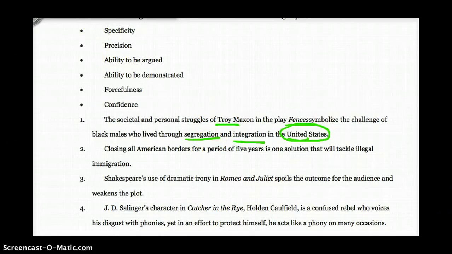Could it be argued? Yep, it definitely could be argued. We could argue that maybe this play does not symbolize, or that this character does not symbolize the issues of segregation and integration in the United States.